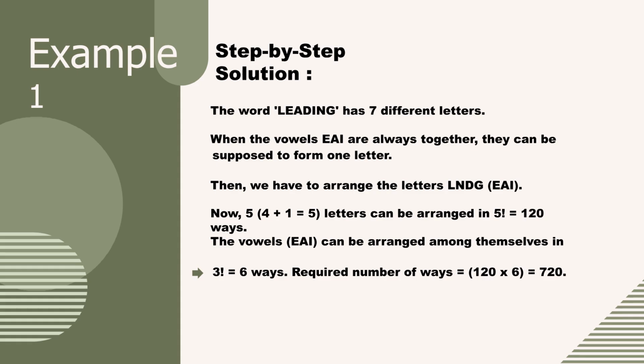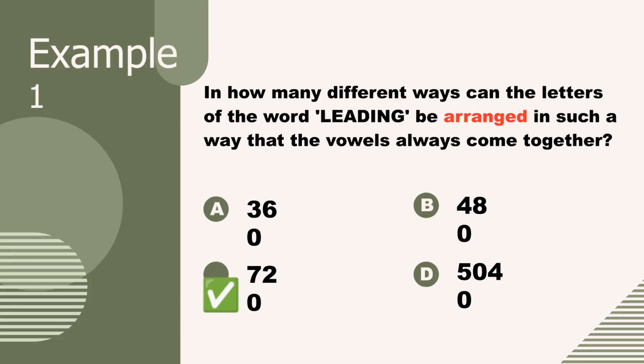Grouping the vowels EAI as one unit leaves LNDG plus the vowel group, totaling 5 items. These 5 items can be arranged in 5 factorial ways, which is 120. The vowels EAI can be arranged internally in 3 factorial, or 6 ways. The required number of ways is 120 times 6, which is 720. The correct answer for example 1 is C, 720.